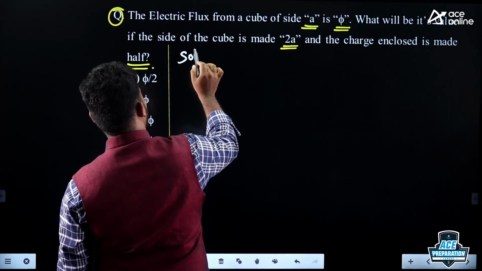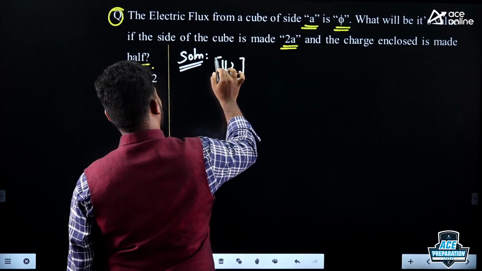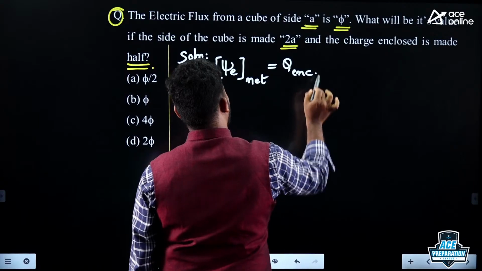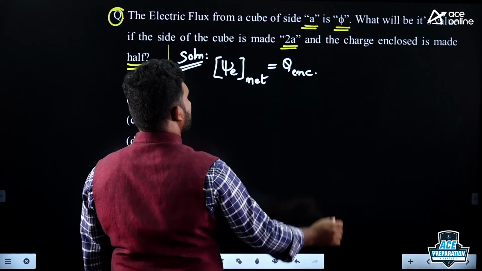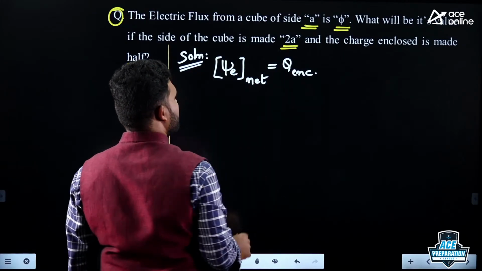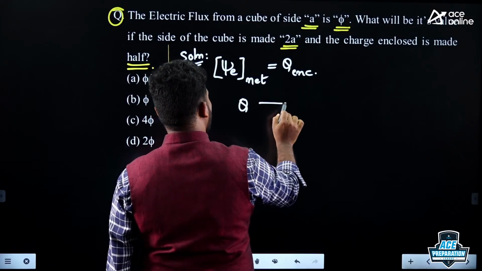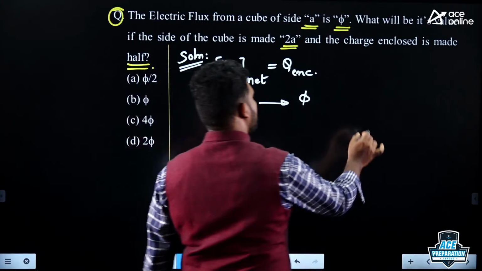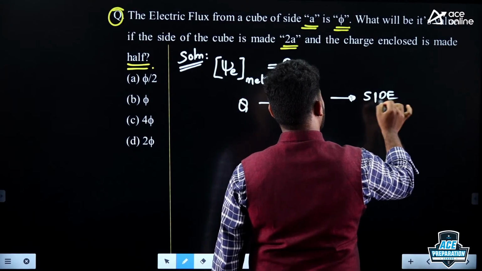What I know from the Gauss law is the net electric flux is equal to charge enclosed. Clear? So the electric flux from a cube of side A is phi, and what will be the value if the side of the cube is made 2A and the charge enclosed is made half? So if the charge enclosed is Q, then the flux is phi, and this is having a side A.